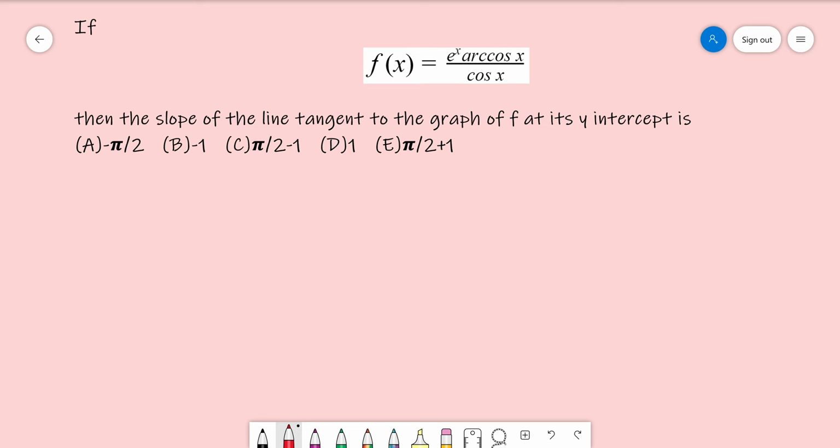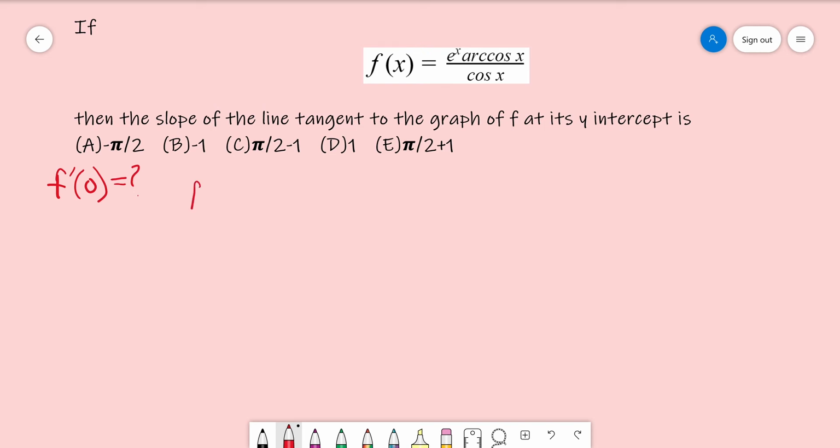What is the derivative at 0? Because slope of the tangent line, that's the derivative, and the y-intercept, that's when x equals 0. So they're actually asking us to find f prime of 0. So f prime of 0. Okay, well, so we have to differentiate f.